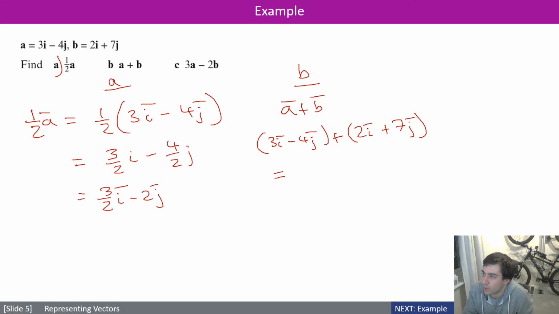So treat i and j as if they were variables, collect the terms, so you get 5i, 3 plus 2, and 7 minus 4 is 3. 5i plus 3j. That's B done. Okay, and then C, let's not do it now actually, because there's a few more examples to look at, but hopefully you get the idea. You'd multiply A by 3, you'd get 9 minus 12, you'd multiply B by minus 2, and then add that on to your previous 3A calculation, and you'd get a final answer.